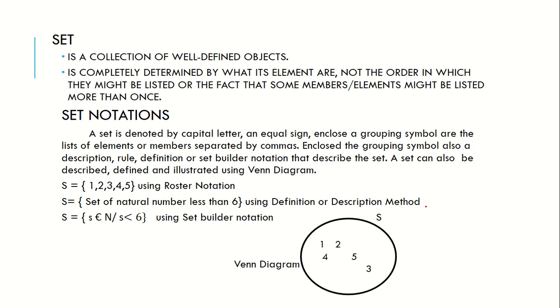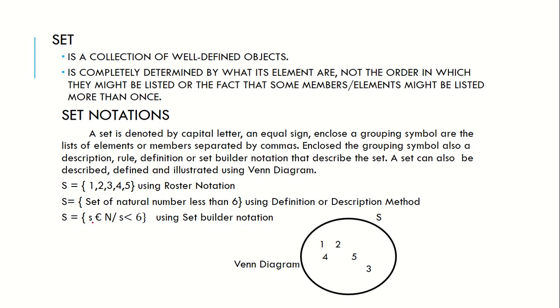An infinite set is a set that has uncountable elements. That's why we use description and definition to describe a given set. For both finite and infinite sets, we can use a definition, description, or rule method. But the roster method is for a finite set only.